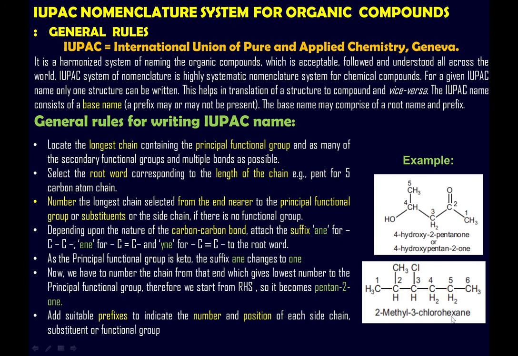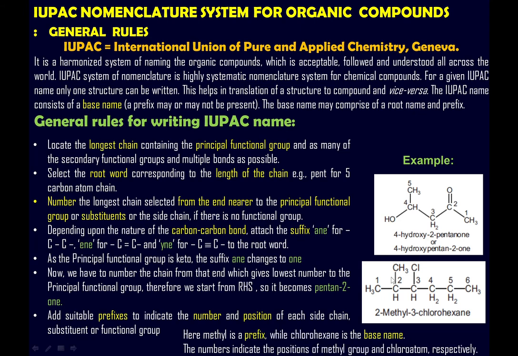So our root name, or our base name, is 3-chlorohexane, and to that we prefix our substituent. So 2-methyl-3-chlorohexane. I think now it is better understood. And that is what is happening.